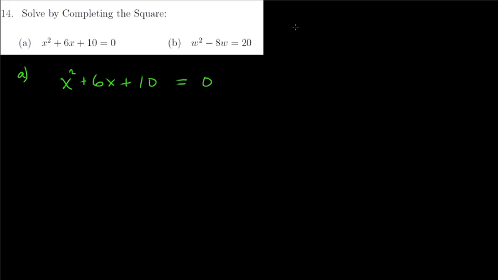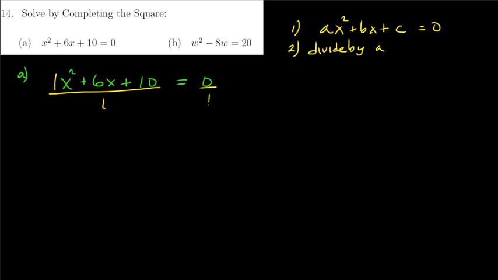Okay, so step 1, if you remember, is to write it in standard form. And in this case it is. Step 2 is to subtract the c from both sides. Oh, actually, I'm sorry. Step 2 is to divide by a on both sides. Here a is 1, so it doesn't really matter. If you want to divide by 1, that doesn't change anything.